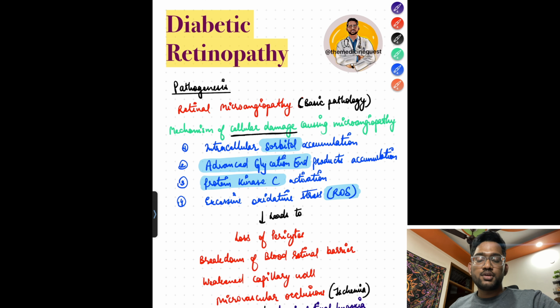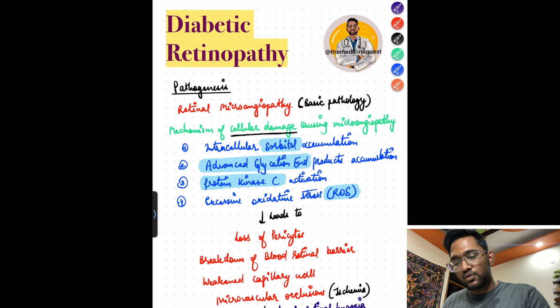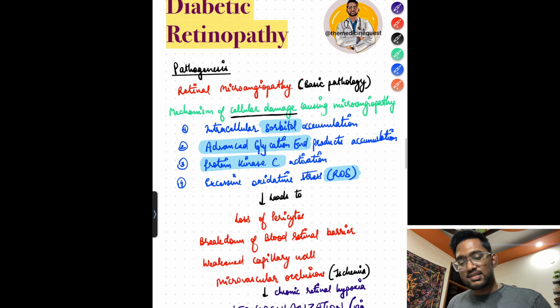So now I'll be continuing my talk with diabetic retinopathy. So the pathogenesis involved in this, the basic pathology which we need to understand, is that there is retinal microangiopathy. Now how does this occur? This occurs due to the cellular damage which can be caused by intracellular accumulation of sorbitol or advanced glycation end products, or AGE in short form, protein kinase C activation, or excessive oxidative stress in the form of reactive oxygen species or free radicals.